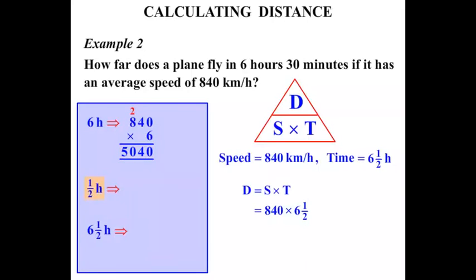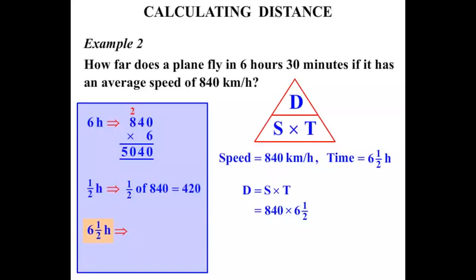Moving on. What about half an hour? How far would you go in half an hour? Well, the speed is 840 kilometers per hour, every hour. So in half an hour, we travel half that distance. So we need to think, what is half of 840? Well, the half of 840 is 420.